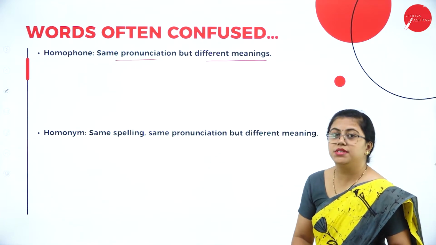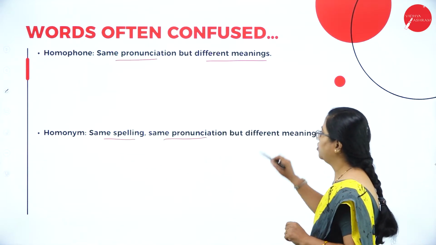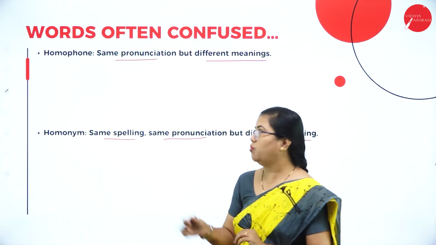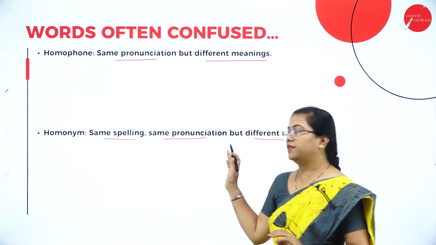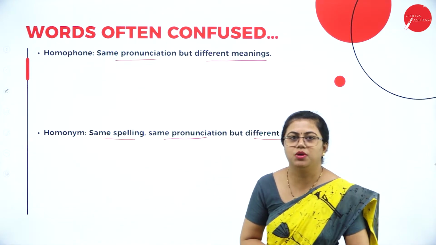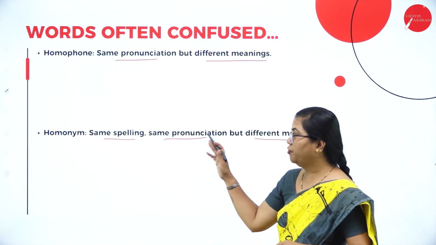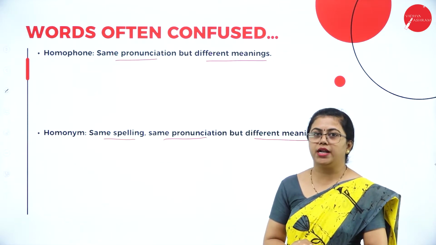Whereas homonyms have the same spelling also, the same pronunciation also, but they will have different meanings. So how is it possible? What is the actual difference between a homophone and a homonym? Now, we have just seen the conceptual difference between these two. Let me just give you a few examples of homophones and homonyms. We have already come across many homophones and homonyms.